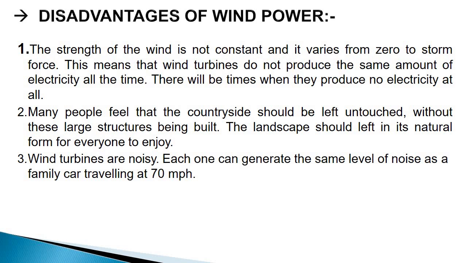Then disadvantages of a wind power plant. The strength of the wind is not constant and it varies from 0 to storm force. This means that wind turbines do not produce the same amount of electricity all the time. Then there will be times when they produce no electricity at all.